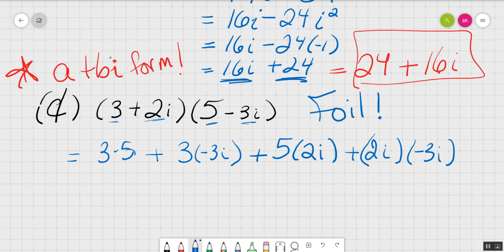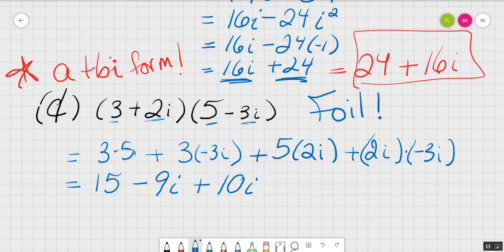Okay, be careful with your signs. There's lots of negatives floating around. We're going to do this very carefully and slowly so that we don't miss anything. So 3 times 5 will just give me a 15. I've got to be careful here. I have a negative, so this is going to be negative overall, so I'm not going to write plus, I'm going to write minus. I have 3 times 3, which will give me a 9, and then an i. Here, I'm going to have a 5 times 2i, which will be 5 times 2 is 10.